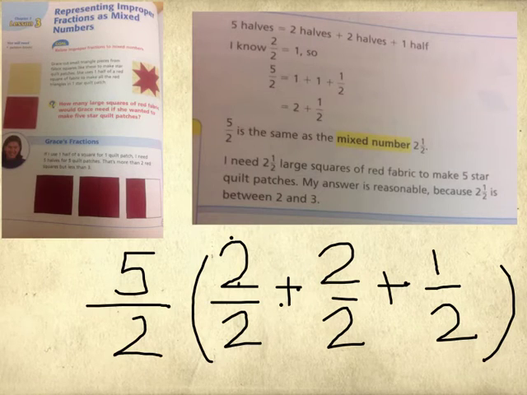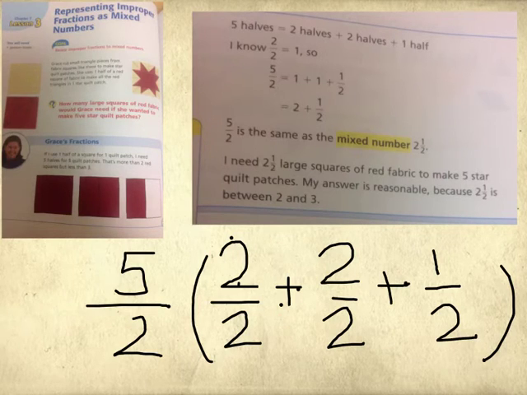And that's because 5 halves is the same as 2 halves plus 2 halves plus 1 half. So the mixed number 2 and a half is the same as the improper fraction 5 halves. 5 out of 2 is the same as 2 out of 2 plus 2 out of 2 plus 1 out of 2. These are both equivalent to 1, so 1 plus 1 is 2, 2 and a half.